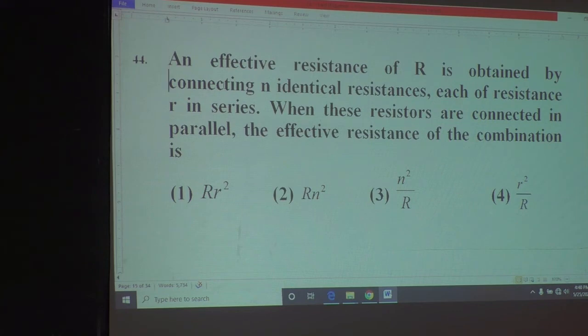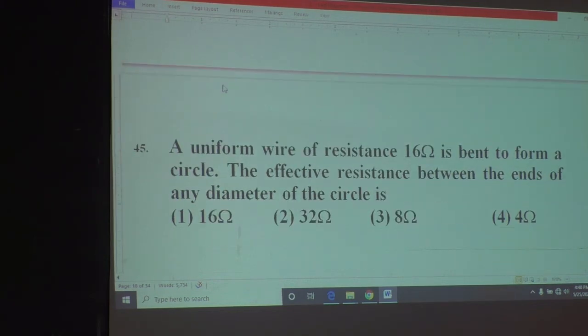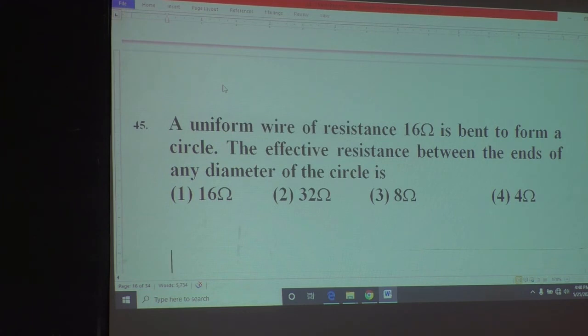And yes, 45. A uniform wire of 16 ohm is bent to form a circle. The effective resistance between the ends of the diameter of the circle. Now you see, you have to think of two things. When you have a circular wire and it is bent in the form of a circle, you will have to take the effective value also.